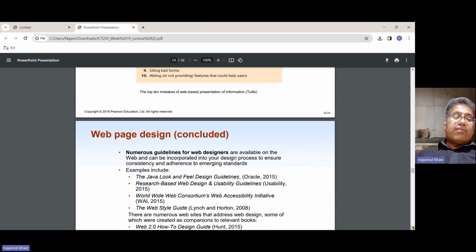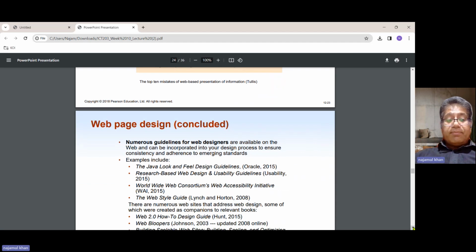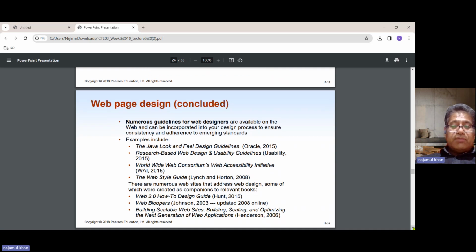Numerous guidelines for web designers are available on the web and can be incorporated into your design process to ensure consistency and adherence to emerging standards. That is very important that we follow those standards. And there are so many here, guys. You want to have a look at them. The web style guide. So there are heaps. If you type even on Google something about good quality design for a website, you will find heaps of information, and that information can also be very useful.